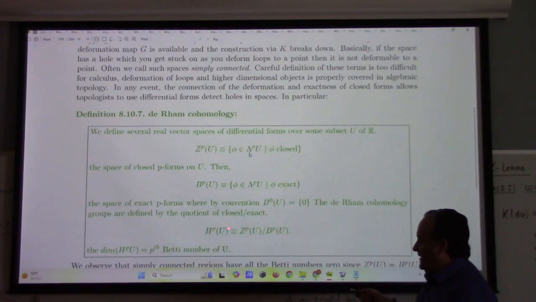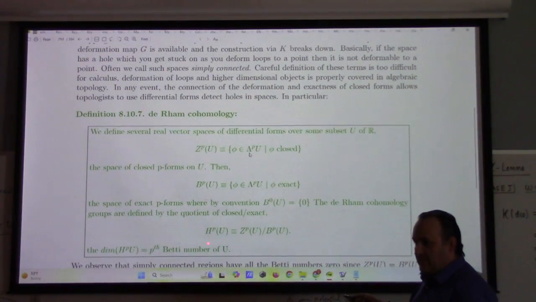And it turns out that by definition, that defines what's called the Pth homology group with real coefficients. And the dimension of this is called the Betti number. Essentially, Betti numbers being non-zero for your space is detecting non-trivial topology, the existence of holes in your space, basically.